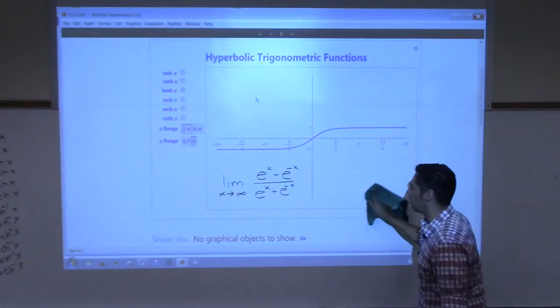So if someone gave you a value of x and said, hey, plug in 2 into this function, you'd have to go e squared minus e to the negative 2 over e squared plus e to the negative 2. You'd get your calculator out. It would spit out a number, right? Understand? Questions, comments, concerns, complaints?